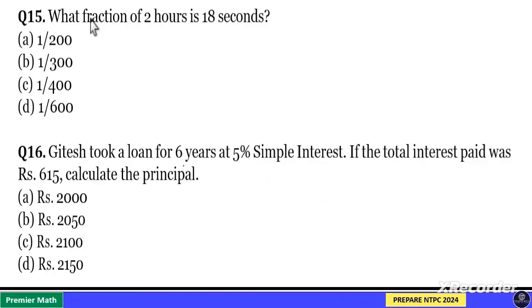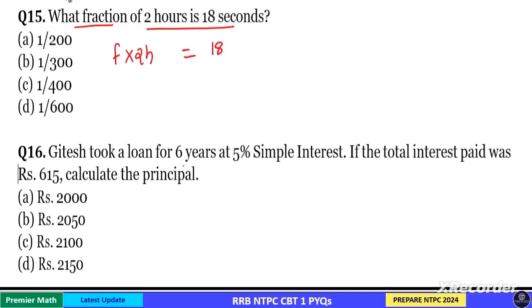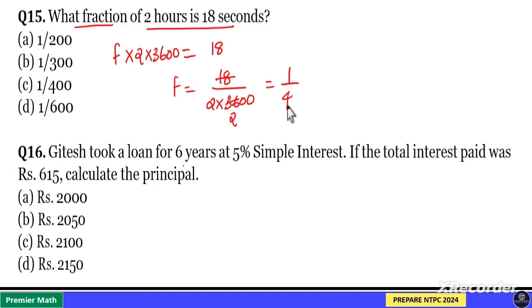What fraction of 2 hours is 18 seconds? Here, F is the fraction of 2 hours, which is 18 seconds. Now 1 hour is equal to 60 into 60, 3600 seconds. So here the fraction is equal to 18 divided by 2 into 3600. 18 goes 2 times in 36. So the fraction is 1 by 400. Option C is your answer.